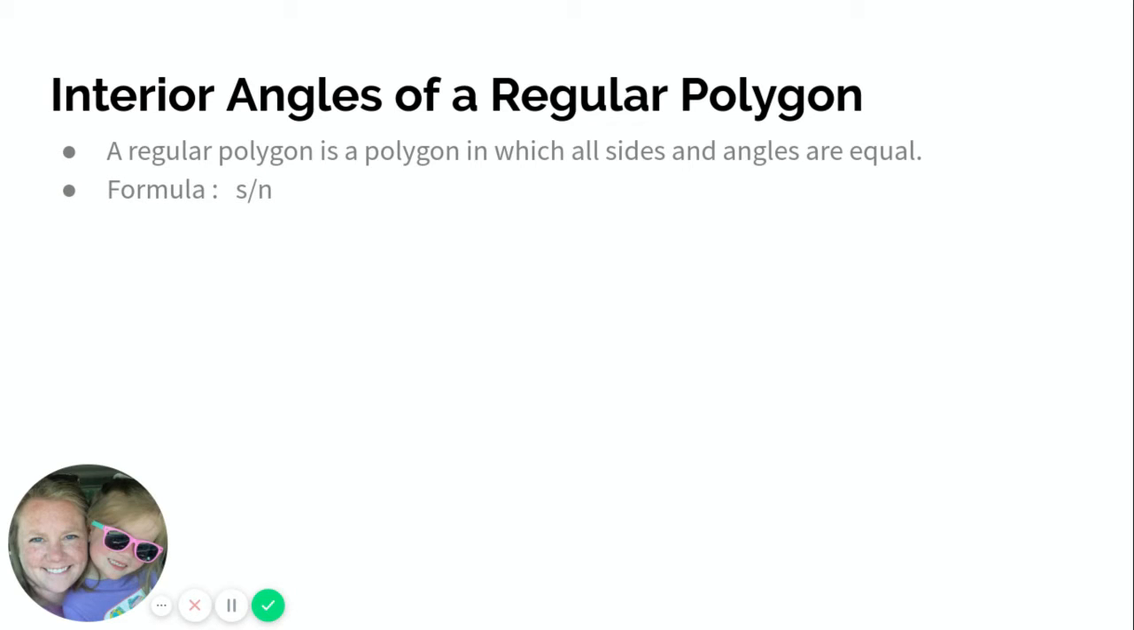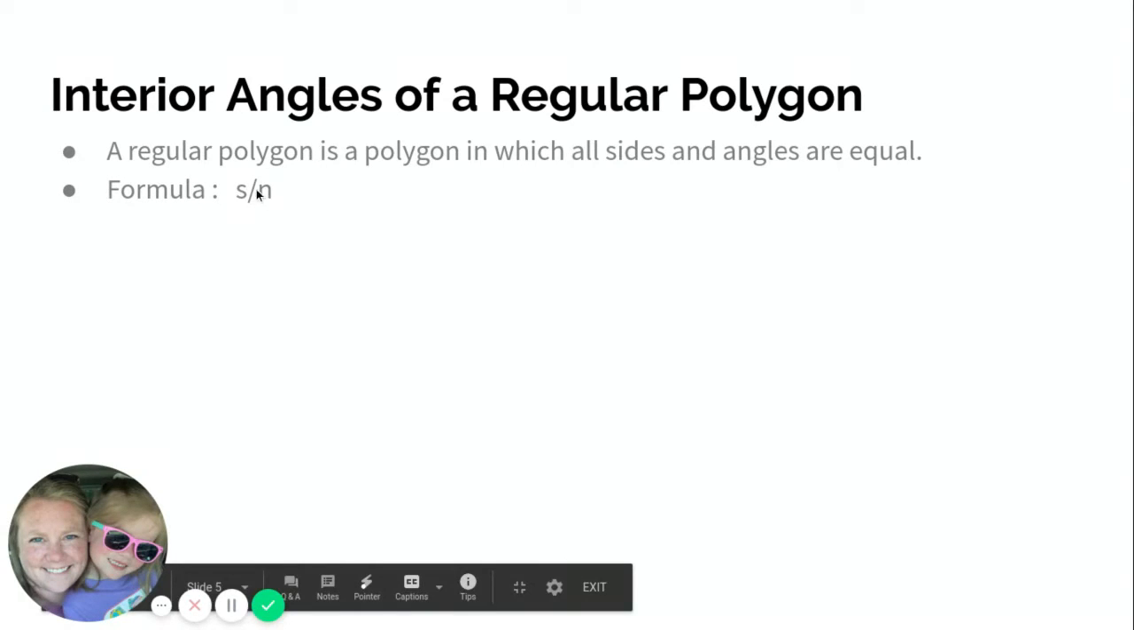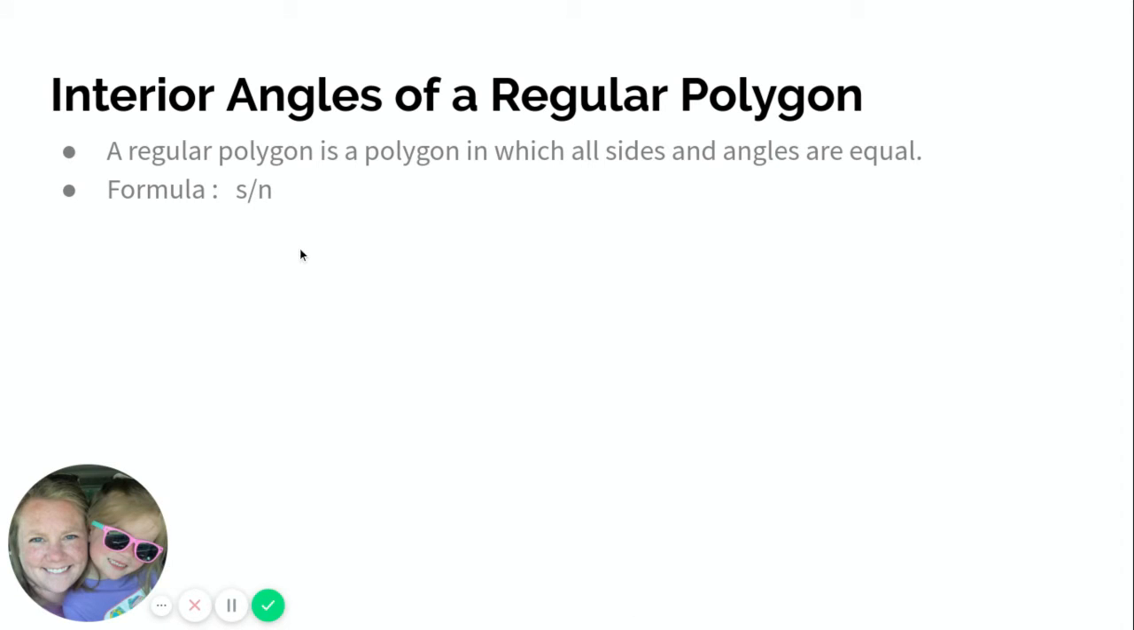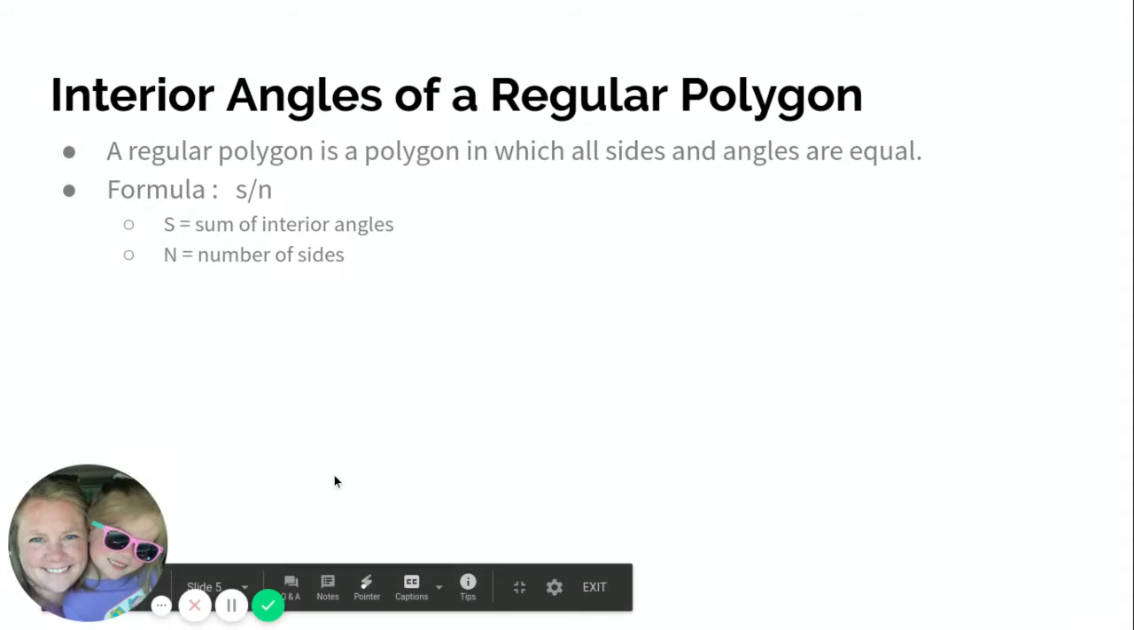The formula is S divided by N. S is the sum of the interior angles, so that's the formula from the previous page. N is the number of sides. So you take all of the angles added together and divide it by how many sides there are, and that tells you how much one of the angles would be.